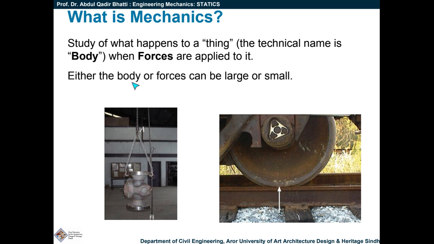The body, structure or forces can be large or small. They can be more or less, depending upon the type of structure. Like skyscrapers, which are 20-story buildings, have more loads as compared to a single-story building like your houses, which have smaller loads. Even very small bridges or small houses have very small load. For large structures we have big loads. Clear?